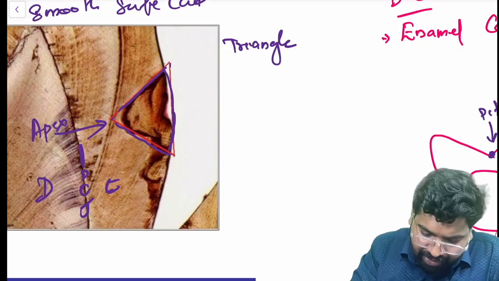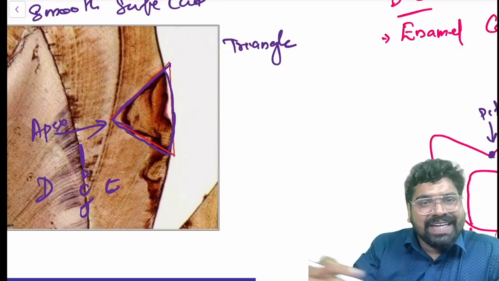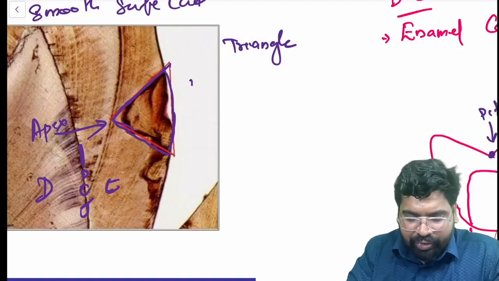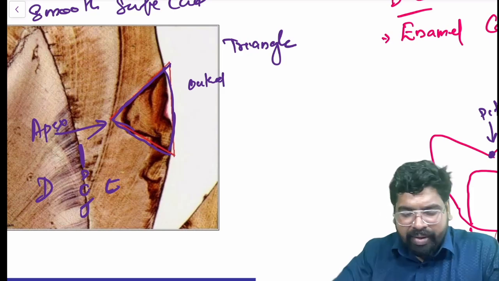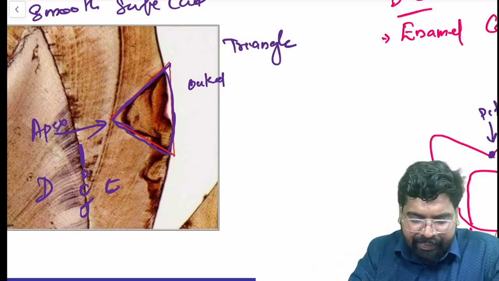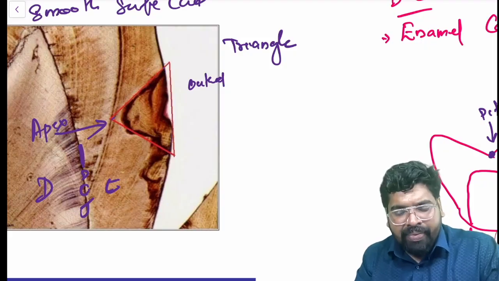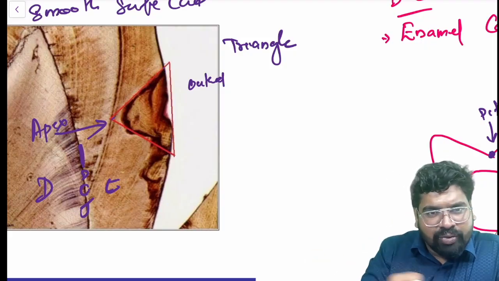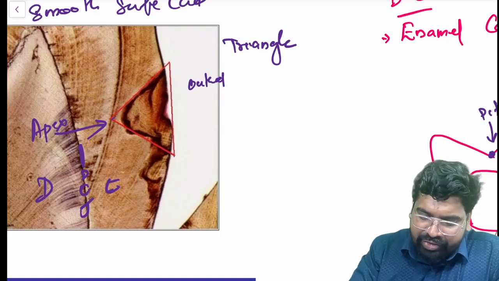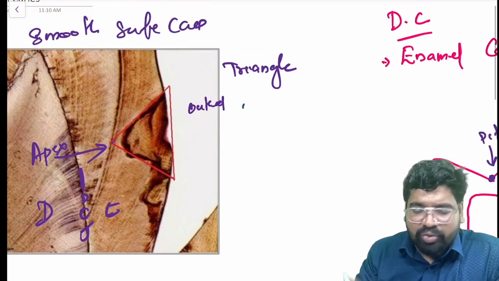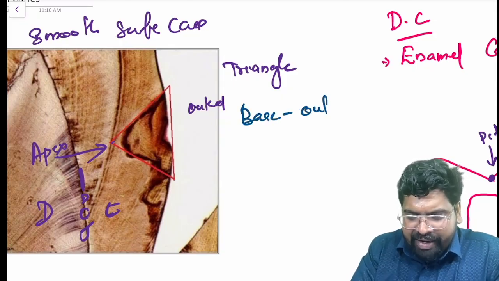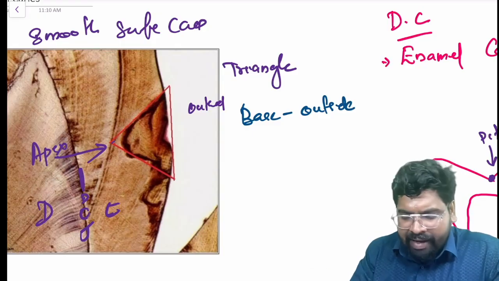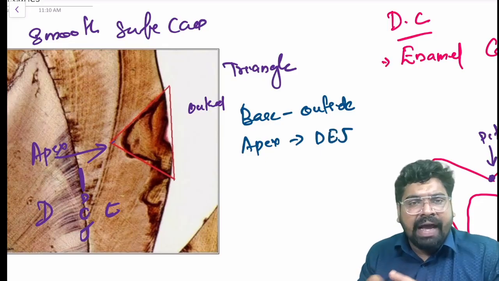The apex of this pyramid goes towards the DEJ, and the base is towards the outside. So in a smooth surface caries, the base is towards the outside, the oral cavity, and the apex is towards the dentino-enamel junction. I think this is clear.